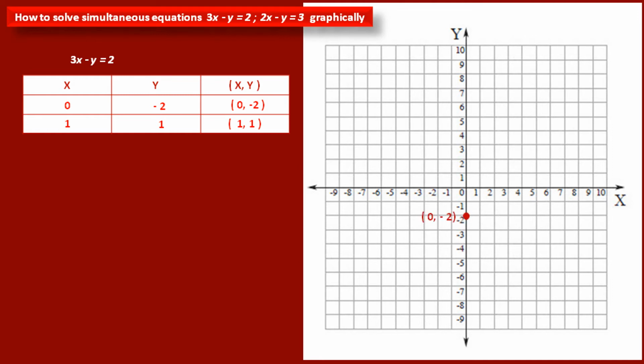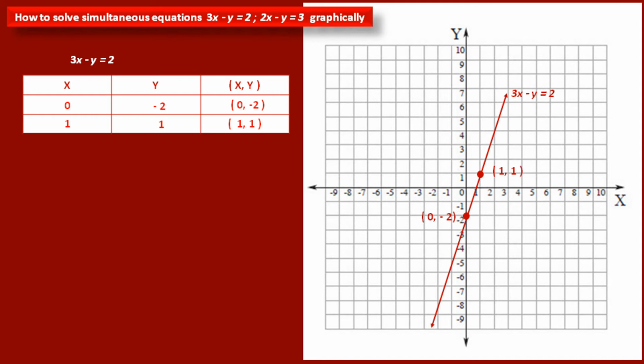First we have to plot 0 comma minus 2. Its x coordinate is 0 and y coordinate is minus 2, so the point is on the y-axis. Now we have to plot second point 1 comma 1. Both are positive, so it is in first quadrant. Now we have to draw a straight line passing through these 2 points having equation 3x minus y is equal to 2.